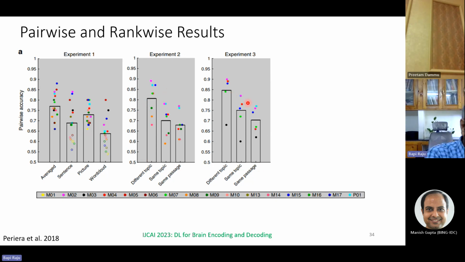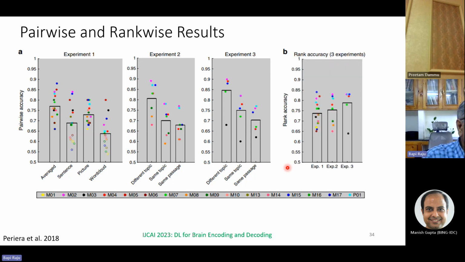Similarly, in experiment 3, where there are passages that are taken from the same topic or same words within the same passage. So the right-hand side is rank accuracy from the 3 experiments. Remember, rank accuracy is the predicted semantic vector. What is its rank compared to all the other semantic vectors? And the lower the rank accuracy, the better.